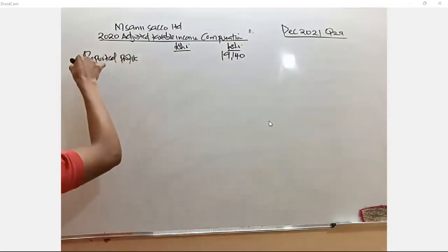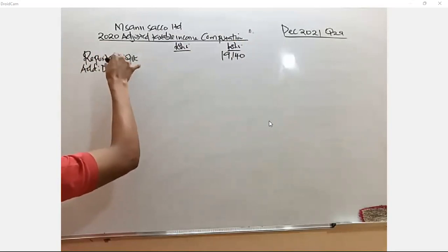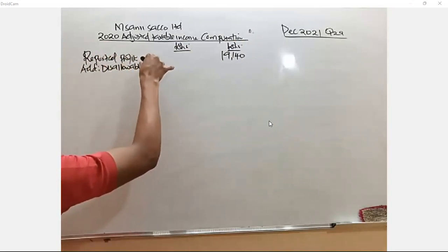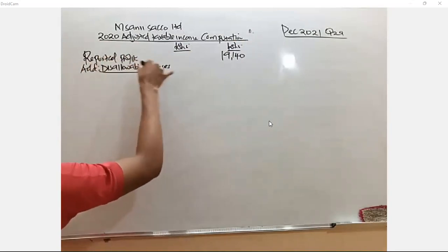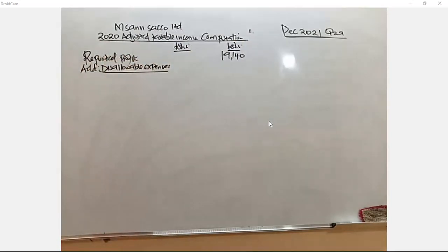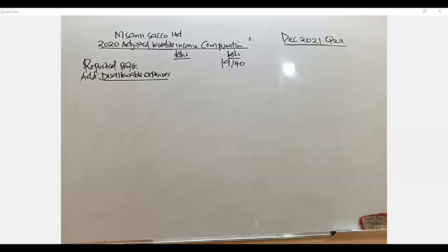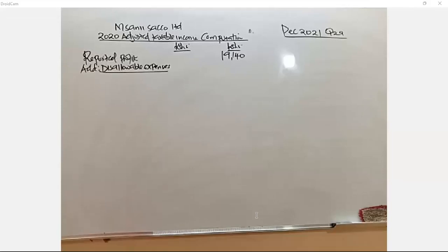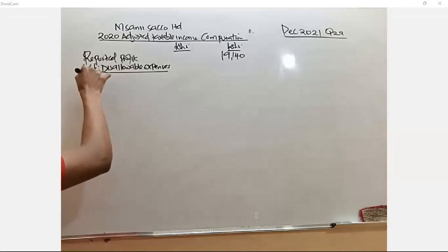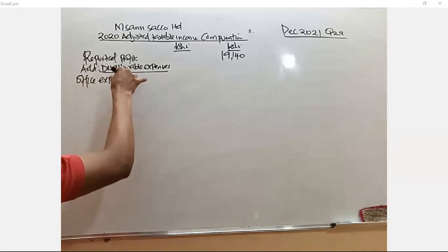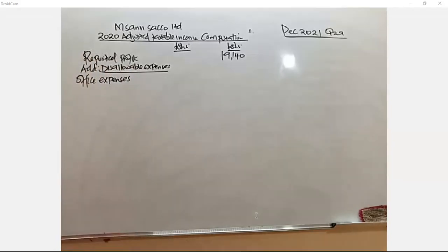Then we add disallowable expenses. So our disallowable expense, we have what? Let's go to information provided. So let me start with the office expenses. Remember we said all the operating expenses of a SACCO are disallowable expense. But let me look on the one which is allowable. For example, the office expense includes salaries to SACCO, disallowable, salaries to caretaker.